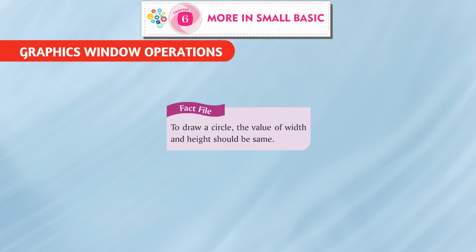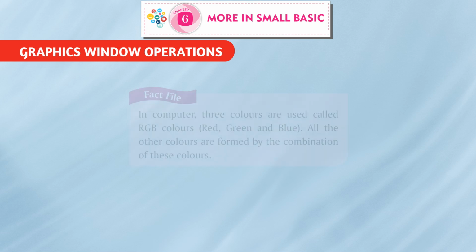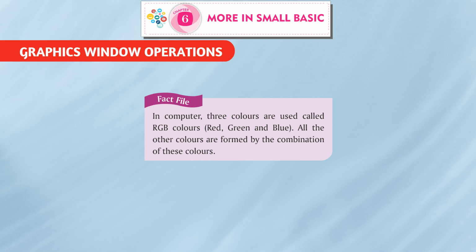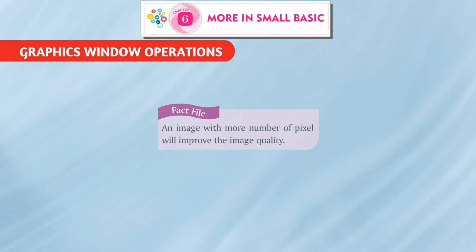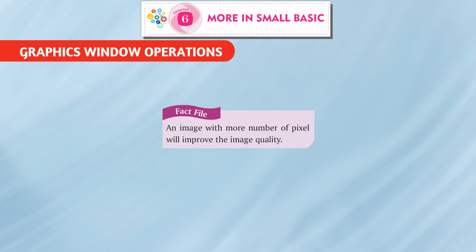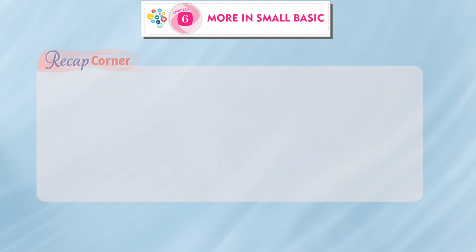Fact file: To draw a circle, the values of width and height should be the same. Fact file: In computers, 3 colors are used, called RGB colors: red, green and blue. All the other colors are formed by the combination of these colors. Fact file: An image with more pixels will improve the image quality.